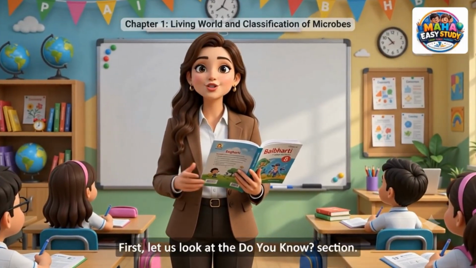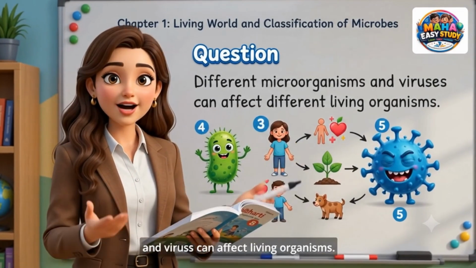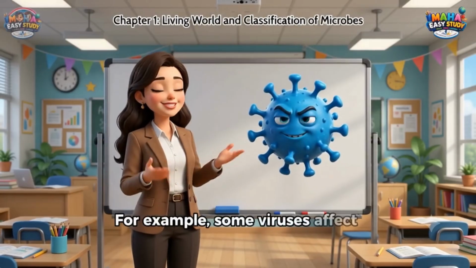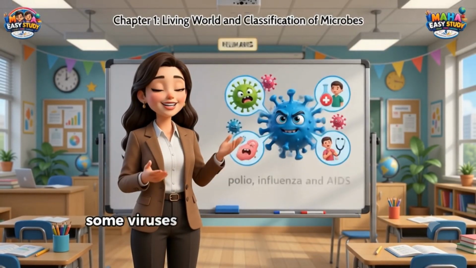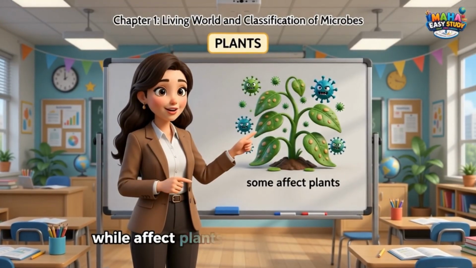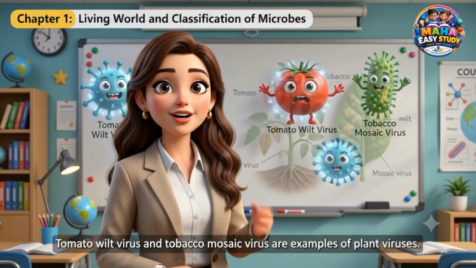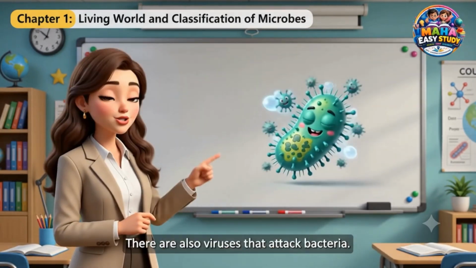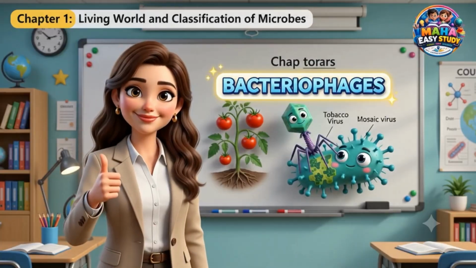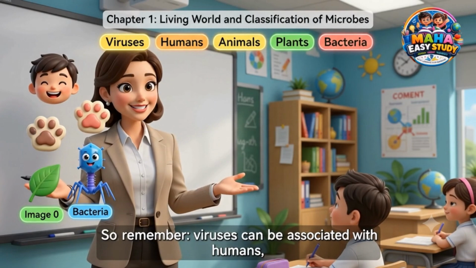First, let us look at the Do You Know section. Different microorganisms and viruses can affect different living organisms. For example, some viruses affect humans and can cause diseases such as polio, influenza, and AIDS. Some viruses affect cattle, while some affect plants. Tomato wilt virus and tobacco mosaic virus are examples of plant viruses. There are also viruses that attack bacteria. These are called bacteriophages. Viruses can be associated with humans, animals, plants, and even bacteria.